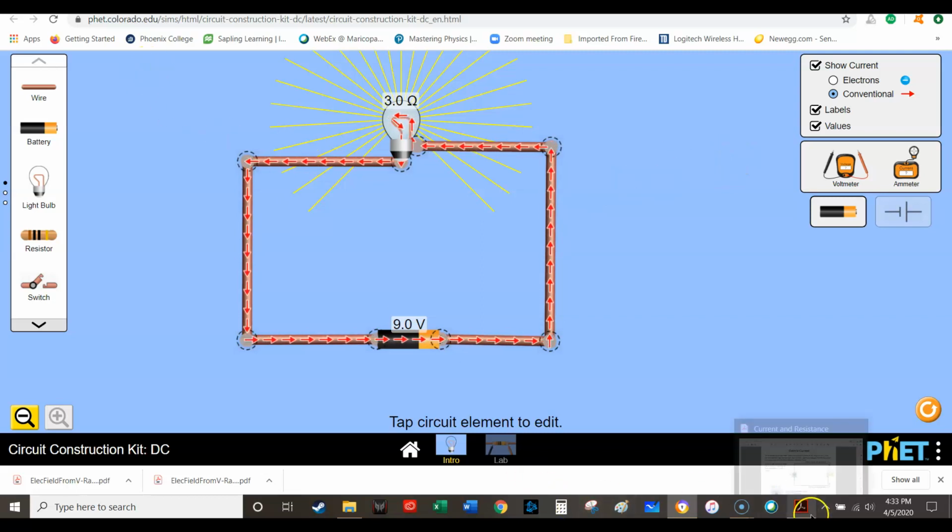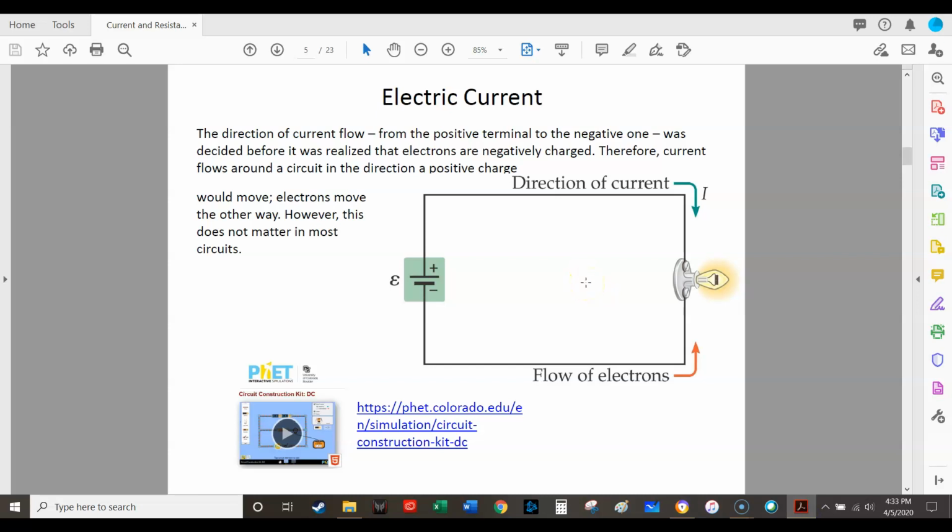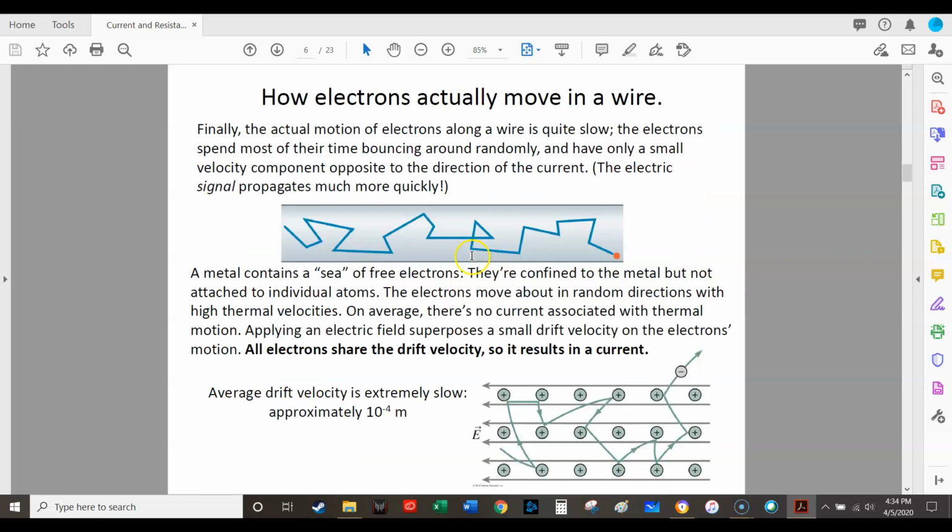So moving back to our presentation, that is basically how electrons are moving counter to the direction that the current is flowing. Current is flowing in the same direction that a proton or a positive particle would flow. The electrons are flowing opposite that direction. Okay. Interesting thing enough, electrons are extremely slow moving.